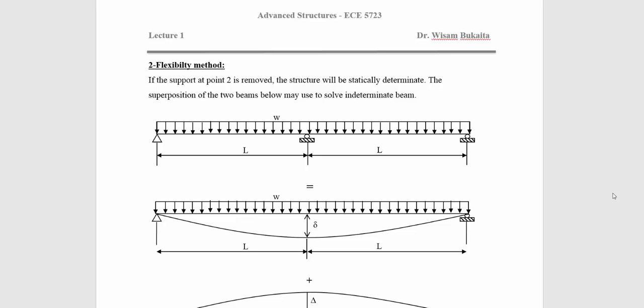Hello students, today we'll talk about the solution of the same example, the previous example, by using the flexibility method. To review the example, we have a two-span beam loaded with uniform distributed load, and the supports are a hinge at joint 1, and rollers at joint 2 and joint 3.